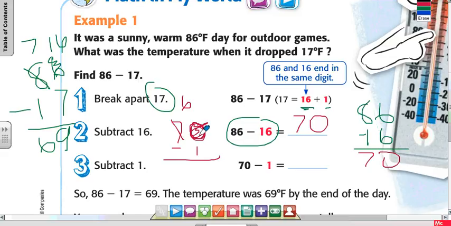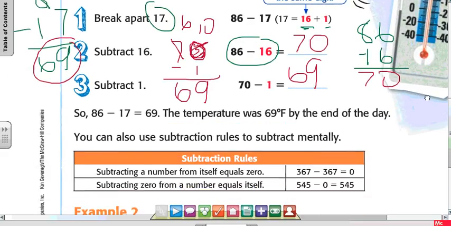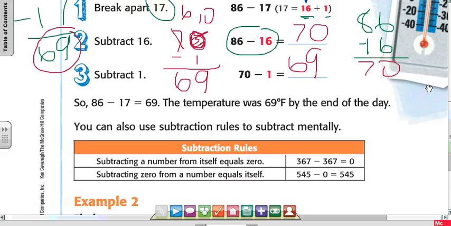Instead of 0, what do I have now? 10. So 10 minus 1 is 9. And 6 minus 0 is 6. So 69. Which guess what? I also got 69 if I did it the other way. Is it wrong? Does it matter what way you do it? No. You can do it mentally where you're breaking apart or decomposing a number. So 86 minus 17 is 69. The temperature was 69 degrees by the end of the day.